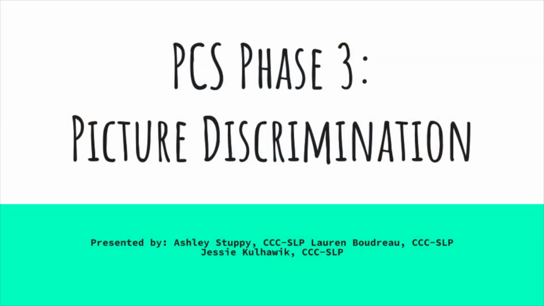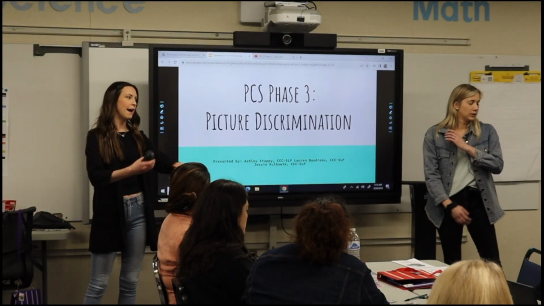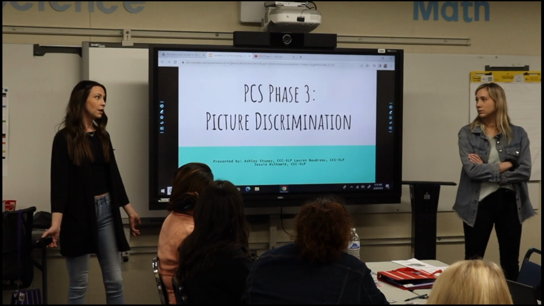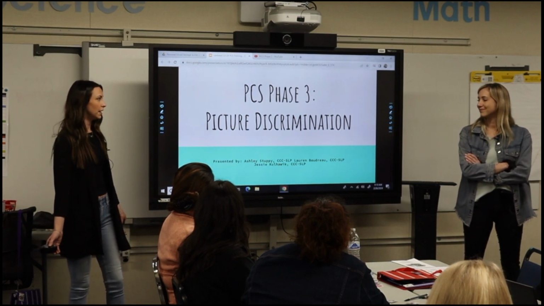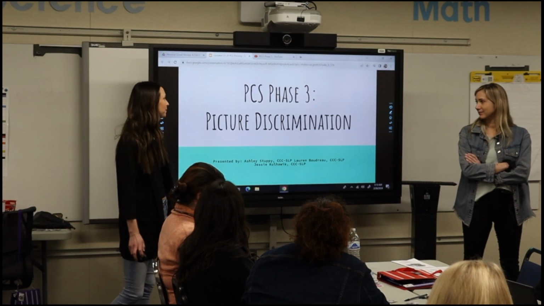Phase 3, so this is where we are introducing picture discrimination. That is why we definitely want them to be able to master phase 2. If they're not going to the book, if they're not understanding the token as a way to communicate, we are never going to be able to get them to discriminate. And teaching discrimination is definitely more difficult sometimes. Some kids, they're fine.